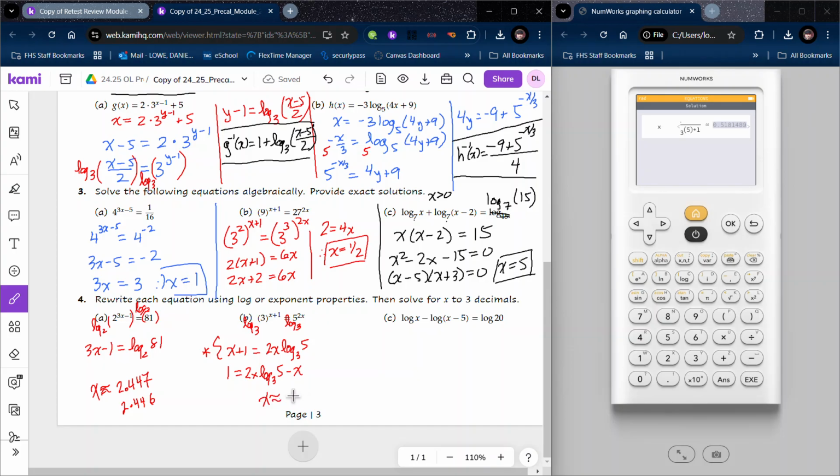Say solve this equation, and it gives me an approximate solution, which is to 3 decimal places 0.518. Since it doesn't say to round, I don't need to. And of course, for this particular one, there is no rounding.